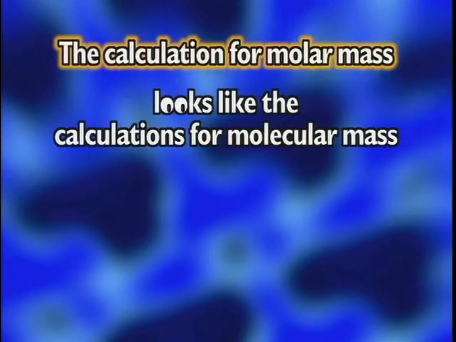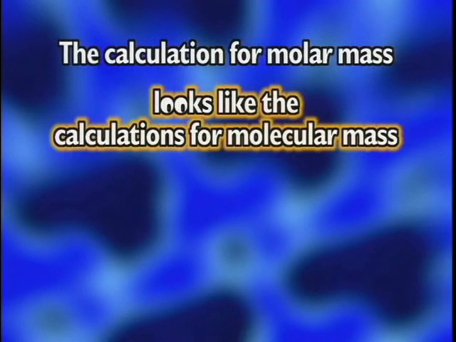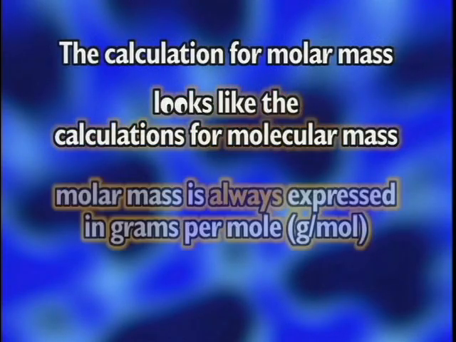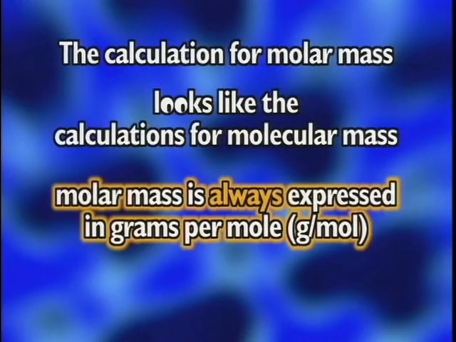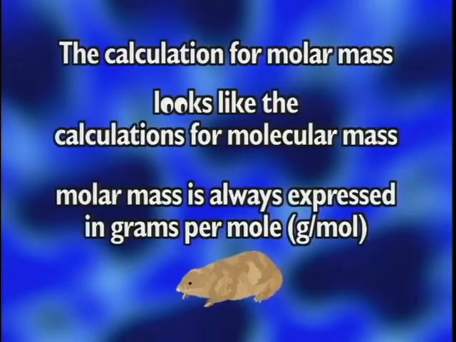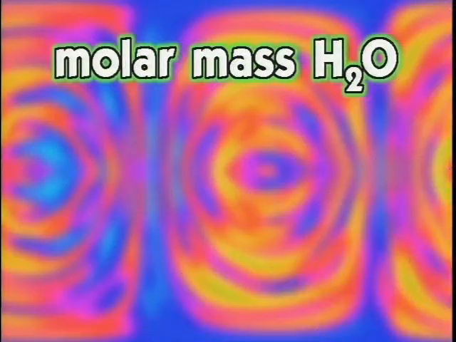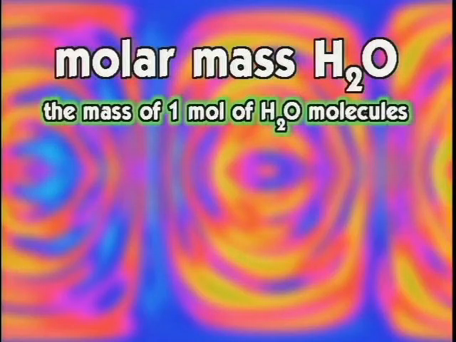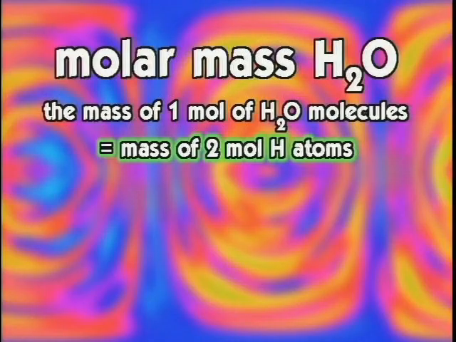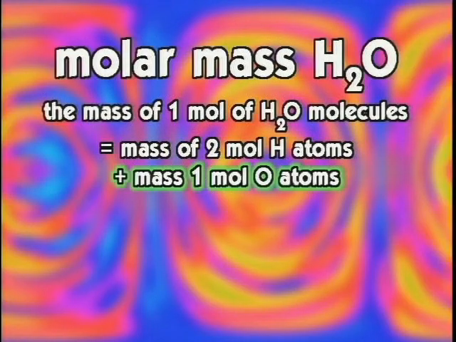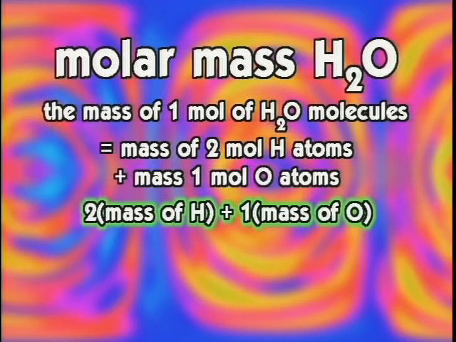The calculation for molar mass looks exactly like the calculation for molecular mass, but the molar mass is always expressed in grams per mole, since we are, in fact, dealing with an entire mole. The molar mass of water molecules, which is the mass of 1 mole of water molecules, equals the mass of 2 moles of hydrogen atoms plus the mass of 1 mole of oxygen atoms. So, we will add 2 times the atomic mass of hydrogen plus the atomic mass of oxygen.